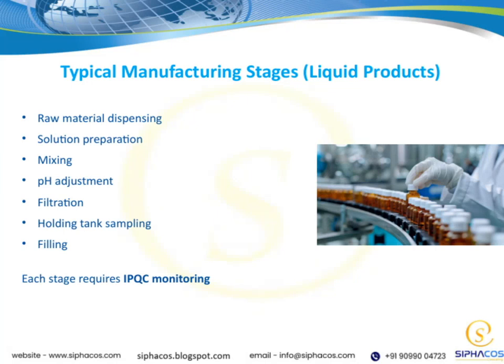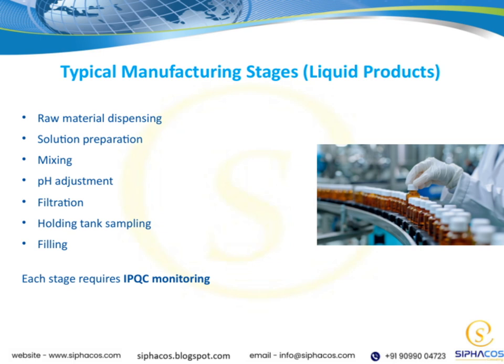Now, let's walk through the typical manufacturing stages for liquid products. First, we start with raw material dispensing, where we carefully measure and prepare the ingredients needed for the process. Next comes solution preparation, which involves combining those raw materials to form the base solution. After that, we move to mixing, ensuring everything is thoroughly blended for consistency. Following mixing, pH adjustment is a critical step to make sure the product meets the desired acidity or alkalinity levels.